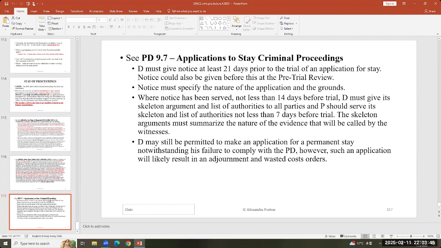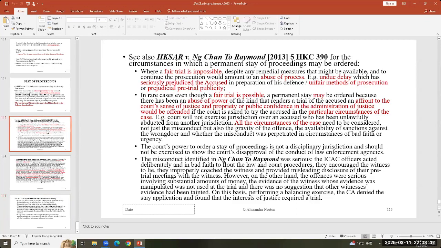In the Ng Chung To case, actually, this was really serious misconduct on the part of the ICAC officers in deliberately coaching prosecution witnesses. And even despite that, they still didn't get a permanent stay of proceedings, because the court's doing a balancing exercise, and the charges, murder and in this case corruption, are such serious offenses that it's hard for the court to say that it's just for these proceedings to be permanently ended.